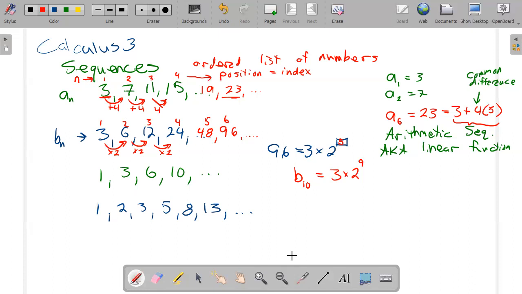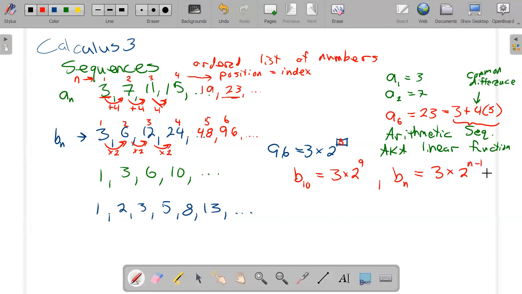Now, usually we want to be able to fill in any number we want, so we want to write it as like a function. And our functions for these are going to be functions of n. So n is my variable. So in general, for any value of n, it's going to be 3 times 2 to the power, not n, but n minus 1. N minus 1 would be the power.